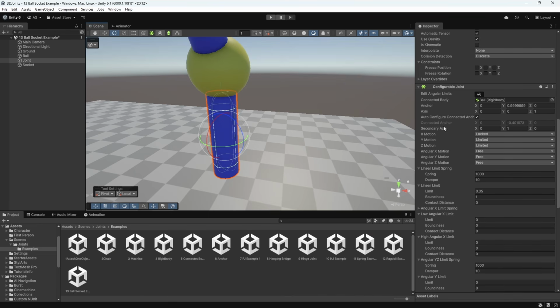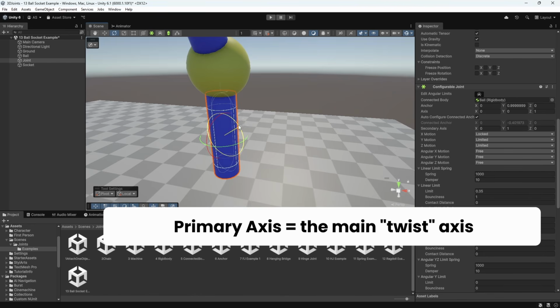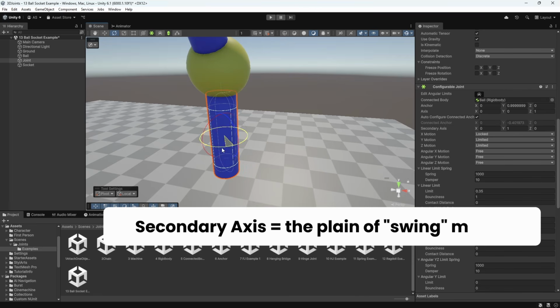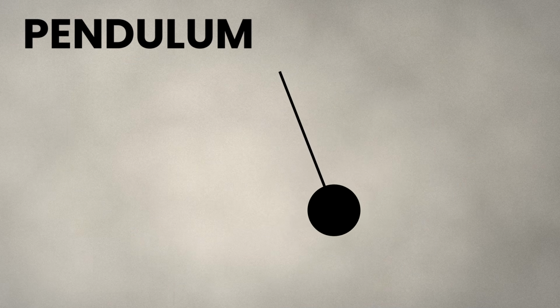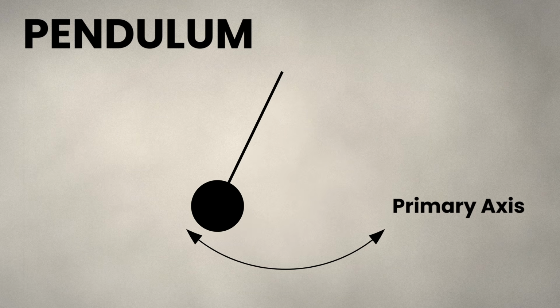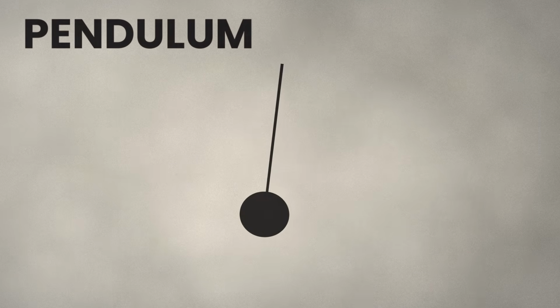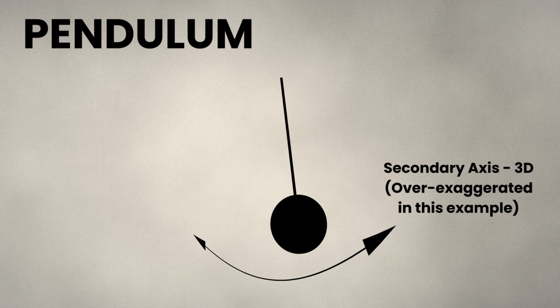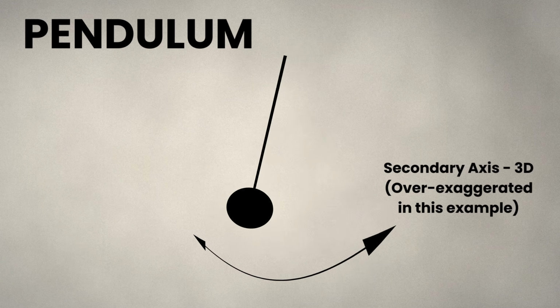First, we have a confusing secondary axis field. Primary axis is like the main twist axis. Secondary axis helps define the plane for swing motion. What do I mean by this? Imagine a pendulum. The primary axis is going to be the rod's hinge. It twists or moves it left and right. That is simple, right? The secondary axis tells Unity what direction can be used as the direction for swinging if needed.